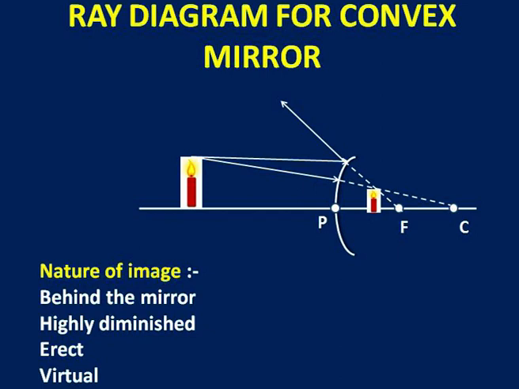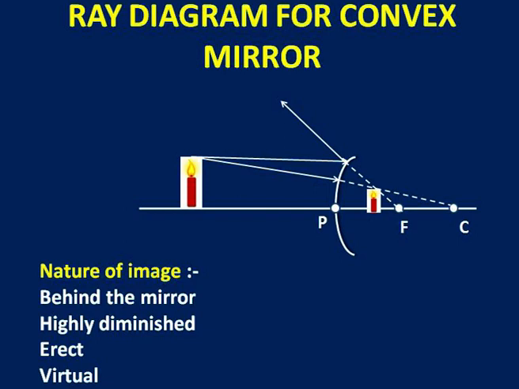A ray parallel to the principal axis is reflected such that it appears to be coming through the focus. Next, a ray which appears to be going towards the center of curvature retraces its path. Now, virtually these 2 rays are meeting behind the mirror. Yes, children, the rays that we have extended backwards are meeting behind the mirror at this position. So, the image will be formed at this position.